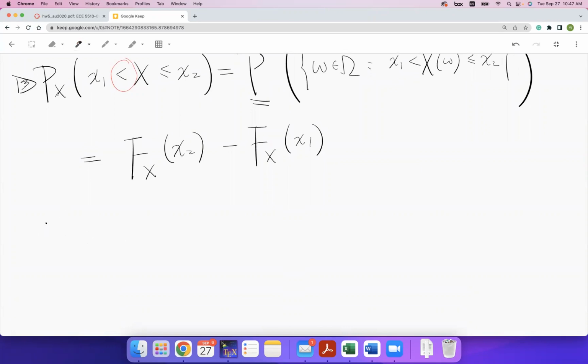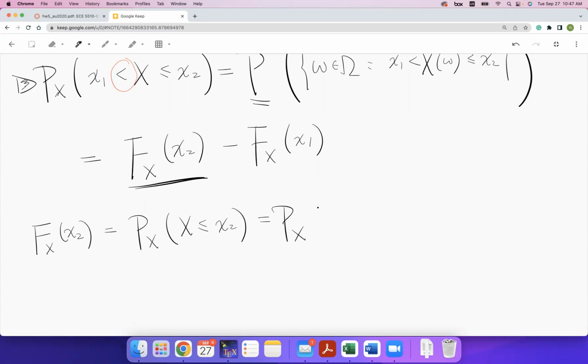Now to show this, we have a short proof. We start from this CDF function. By definition, it is the probability that the random variable is less than or equal to x2. Okay, this is the definition. And this event can be written as the following two disjoint events.